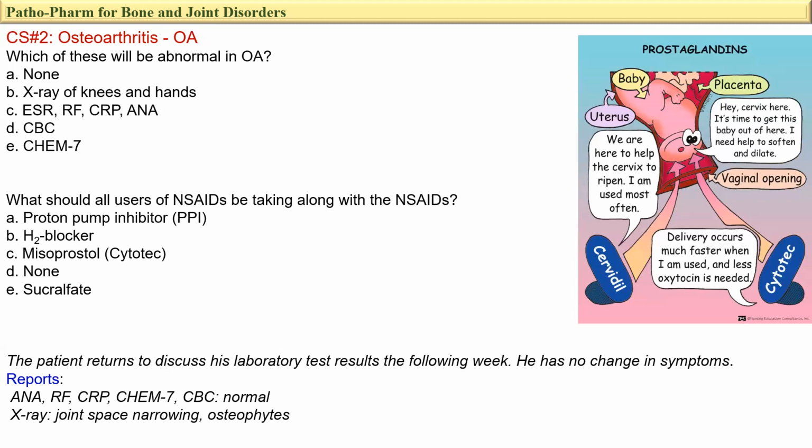So what should all users of NSAIDs be taking along with the NSAIDs? As a protective. The question is, how do you protect the patient from PUD, peptic ulcer disease, bleeding and ulceration in the GI tract? PPIs can be protective.